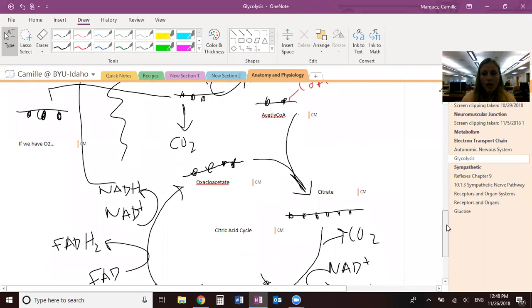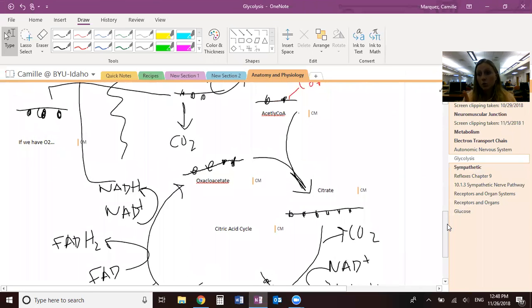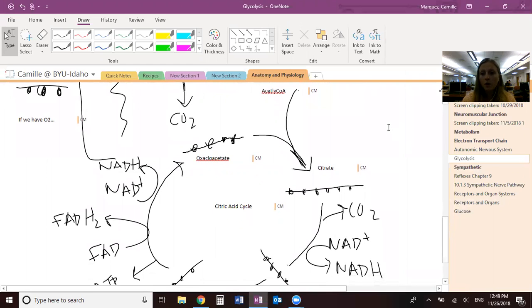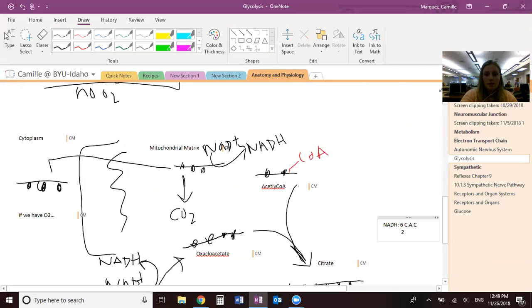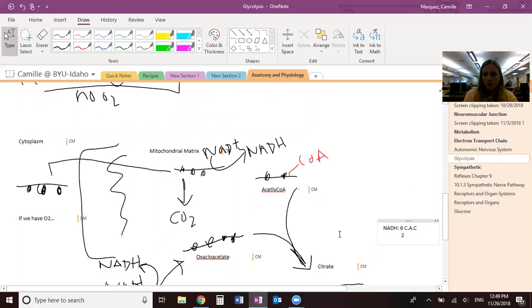One thing that's important to know about this point is, remember, we had 2 pyruvates from the glycolysis. So this cycle happens twice. So at the end of this cycle, we have NADH. We made 6 in the citric acid cycle. But we also made 2 in that pyruvate oxidation, or that first part at the beginning right here. We made 2 right there.